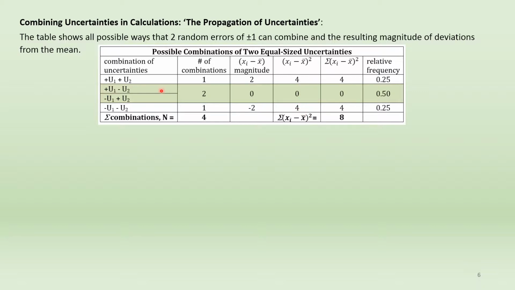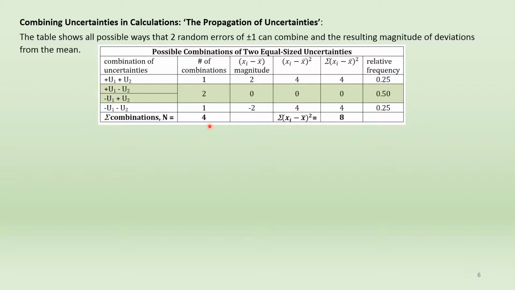Let's look at the other possible combinations. It is possible that one uncertainty could be plus and one negative, and that can happen 2 different ways. The first one could be negative, the second one positive, or reversed as is shown here. So there are 2 possible combinations, and when that occurs, the deviation is 0 because the uncertainties will cancel. The third possibility is that both uncertainties are negative, minus u1, minus u2. That can happen 1 way, just 1, and the total magnitude then would be negative 2. So of all the possible combinations, we see there are only 4.